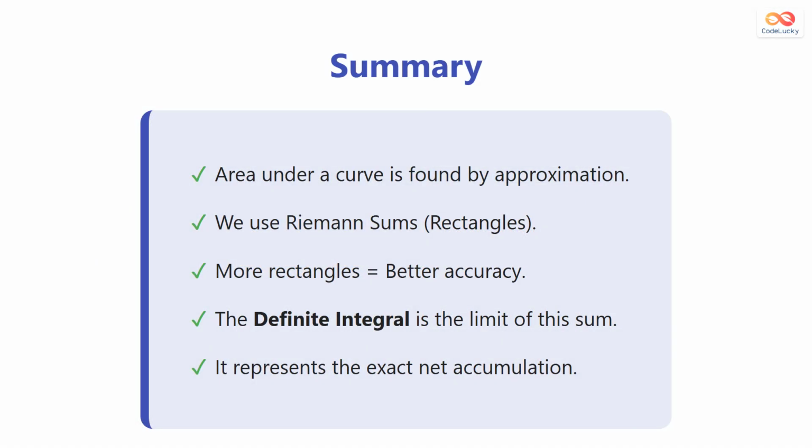To summarize, the area under a curve is calculated by approximating it with rectangles. We call these Riemann sums. By taking the limit as the number of rectangles goes to infinity, we arrive at the definite integral, which gives us the precise area. Thank you for watching.